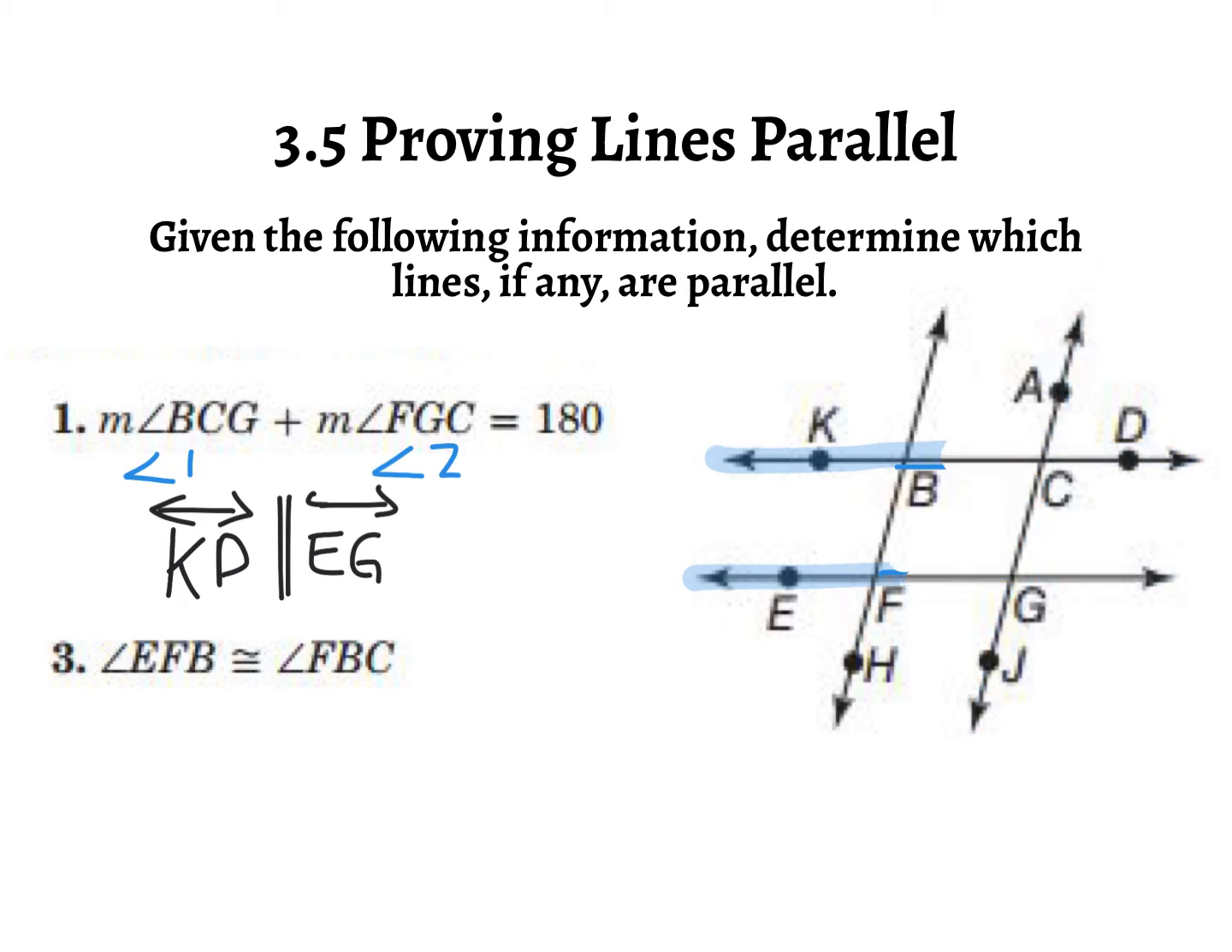So here we're dealing with angle EFB. I'm going to call this one, let's do it in a different color, angle 3 and this one angle 4. So EFB, I'm going to call it angle 3. FBC, start at F, B, C. This is angle 4. Those two angles are touching these two lines.